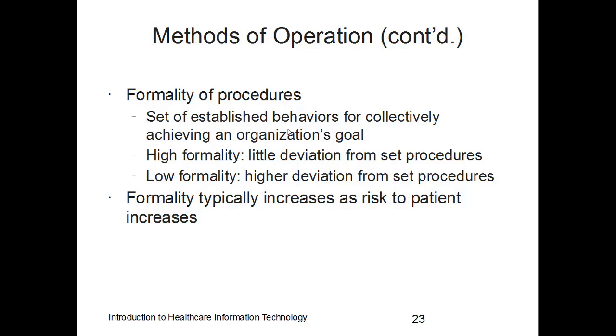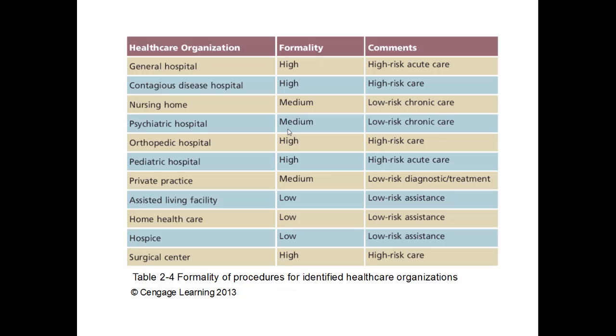You can have either a high formality or a low formality. With high formality, there's little deviation from a set list of procedures. In low formality, there's a very high deviation from those set procedures. And formality will typically increase as the risk to a patient increases. On this table, we have a comparison of different kinds of organizations and the formality that would be needed.